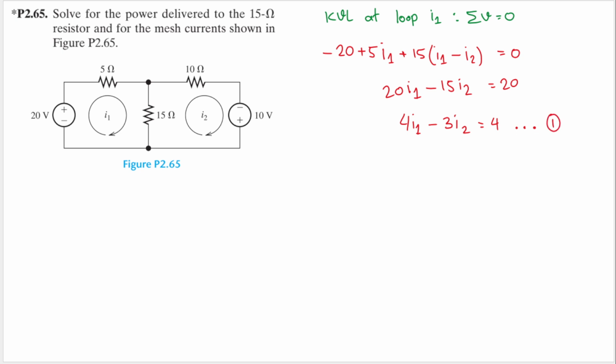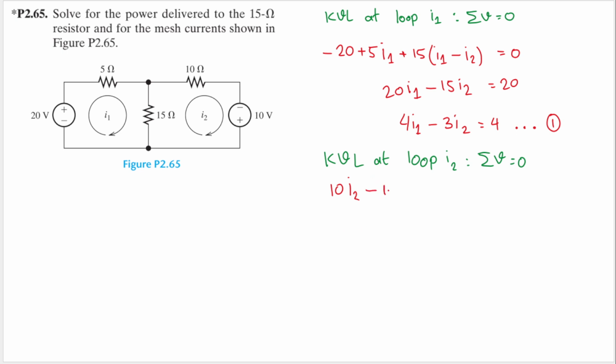Okay, now let's do another KVL, but this time at loop number 2. So KVL at loop I2. Again, the sum of the voltages in a loop will equal 0. Let's start from this 10 ohm resistor. So we will have 10 there, but we need voltage, so the only current that passes through it is I2. Okay, and then we pass through this 10-volt voltage source, but the current is flowing from the negative terminal to the positive terminal. So the sign will be negative.